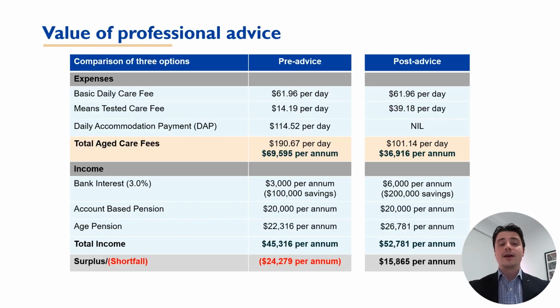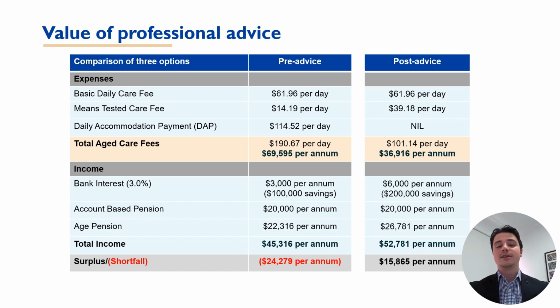I've got here a sample of a client I've recently met with and the value I've been able to provide with my advice. So pre-advice, aged care expenses were around $70,000 a year. After receiving advice, I was able to reduce the aged care expenses to $37,000. So it's a dramatic change there in what they're paying.